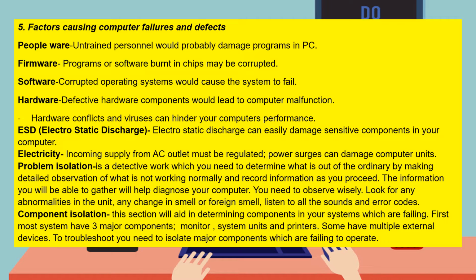Number 5. Factors causing computer failures and defects. People: untrained personnel would probably damage your program in the PC. Firmware: programs or software burned in chips may be corrupted. Software: a corrupted operating system would cause the system to fail. Hardware: defective hardware components would lead to computer malfunction. Hardware conflicts and viruses can hinder your computer's performance.